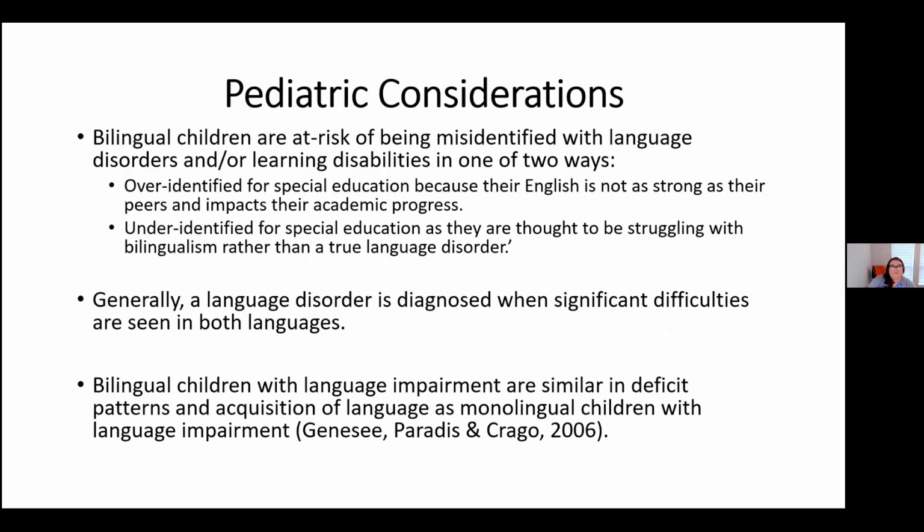And then in terms of pediatrics, I'll go through our cases as well. Our bilingual children and children that don't speak English, because of the measures we have, they're at risk of being misidentified, either with a language disorder or a learning disability, or saying, nope, they're learning English and that's why they're struggling at school. You can be learning English and struggling at school at the same time. But generally a language disorder is diagnosed when significant difficulties are seen in both languages.